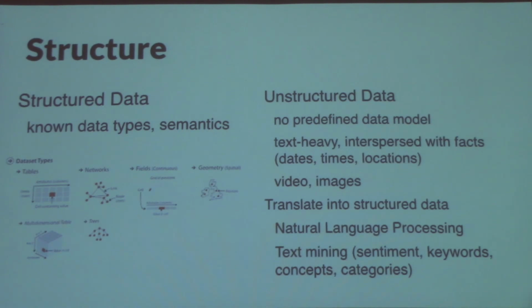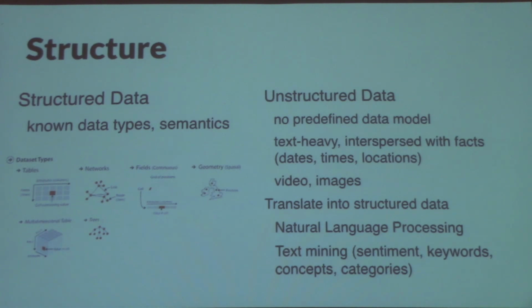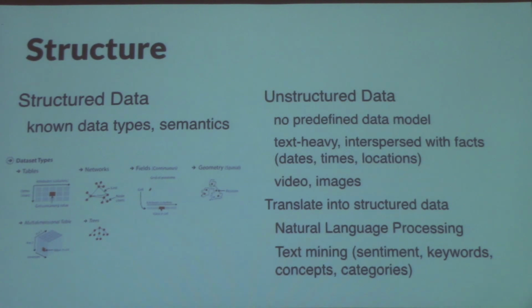So what you do with unstructured data is typically translate it into structured data to do any kind of automatic analysis on it, or also to do visualization on it. So for example, if you have text data, your first step to visualize text data would be some kind of natural language processing or text mining, where you do sentiment analysis, keyword analysis, heuristics, trying to extract concepts, trying to extract categories, or just to find simple relationships or to count words. Most simple one, counting words.